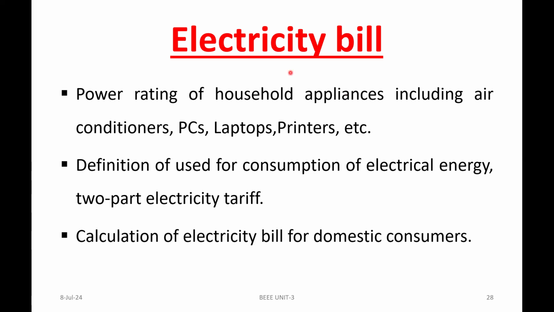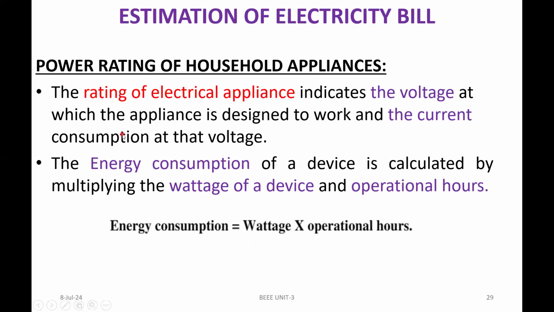Today we are going to discuss the electricity bill, and these are the different contents we have to discuss: power rating of household appliances, and the definition of consumption of electrical energy. In that, we are going to deal with two-part tariff and calculation of electricity bill for domestic consumers. What is this power rating of household appliances?